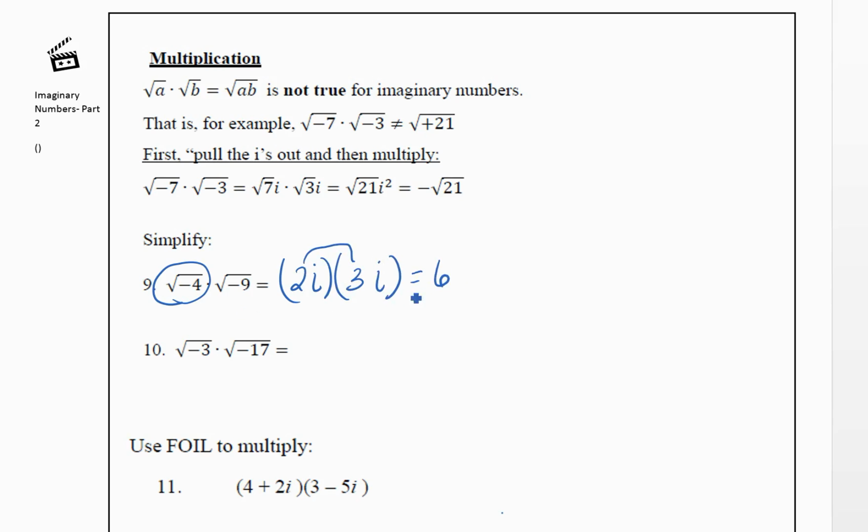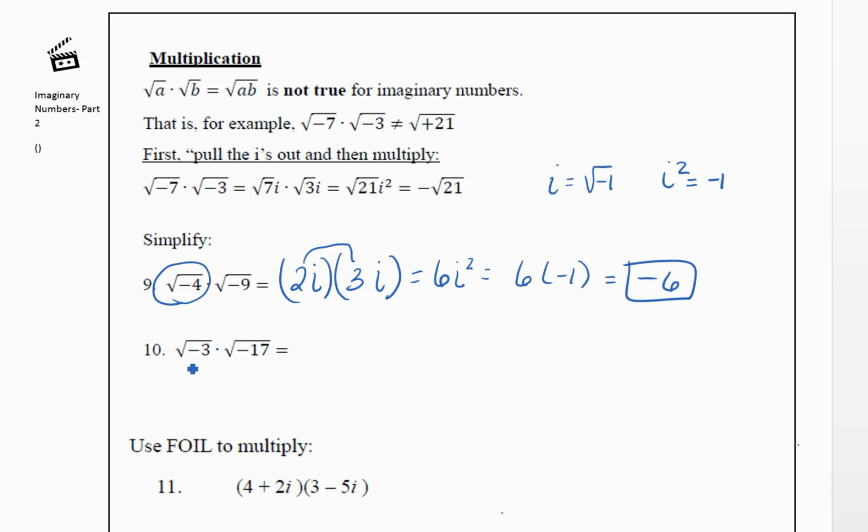And then we'd have the i and the i, which is i squared. And remember what i is equal to. i is equal to the square root of -1, which means i squared, if you square both sides, is -1. So here we'd have 6 times -1, and our final answer would be -6.